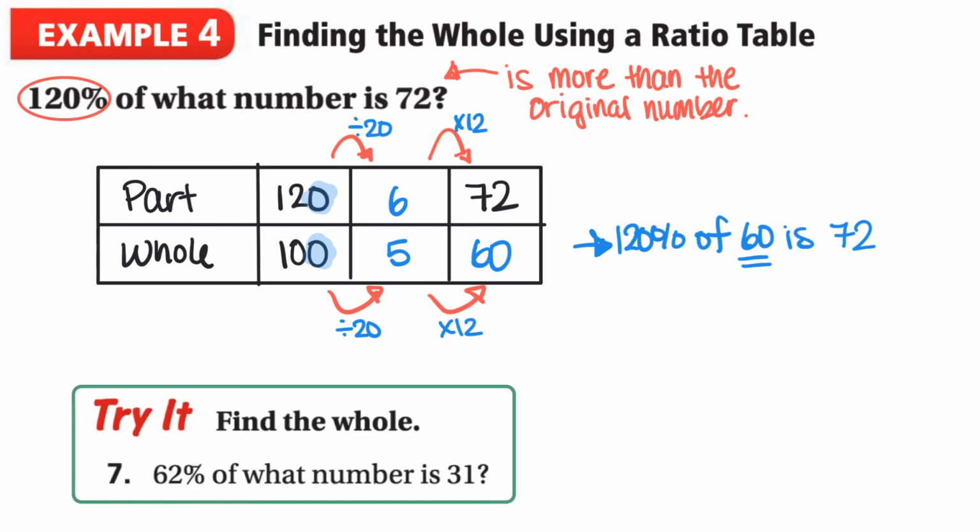So here is your seventh try it question for this video. We want to find out what 62% of what number is 31. And for this question, we want to practice using a ratio table.